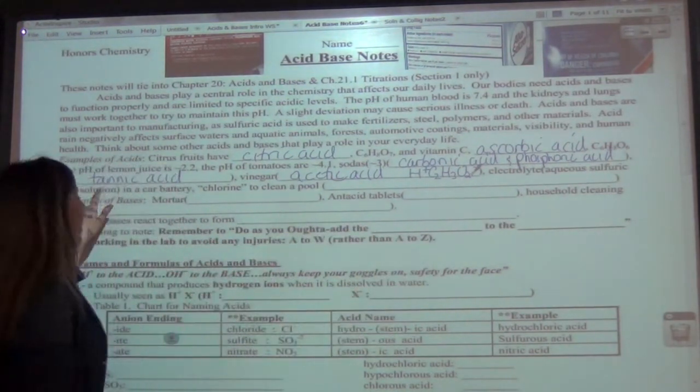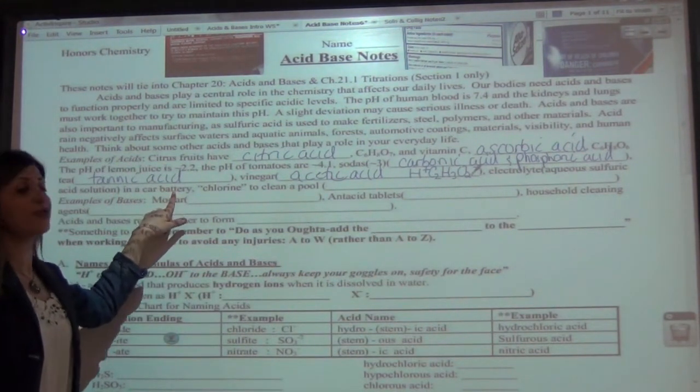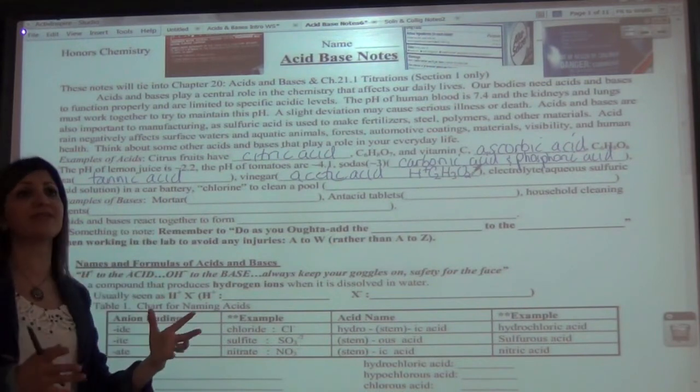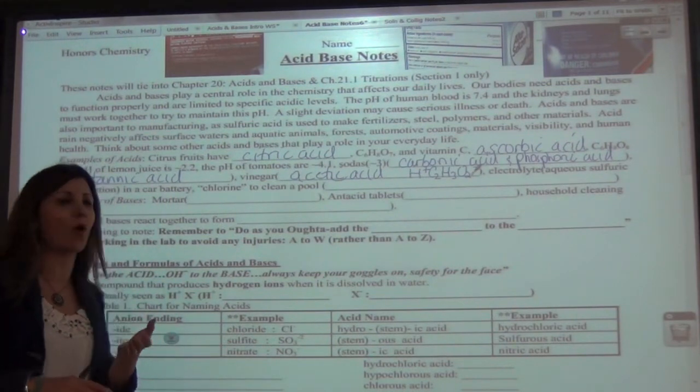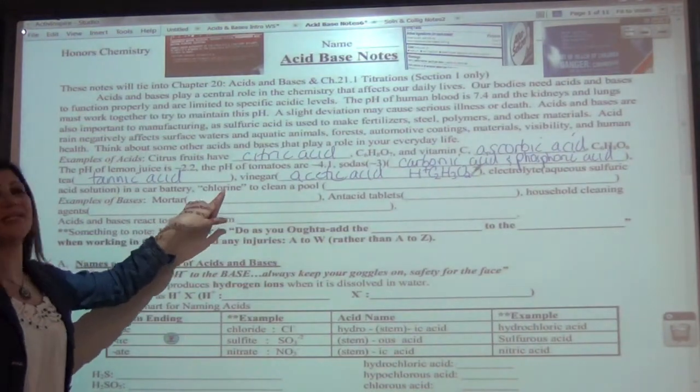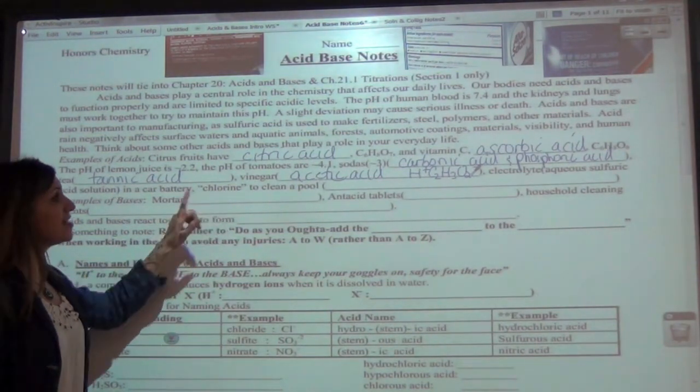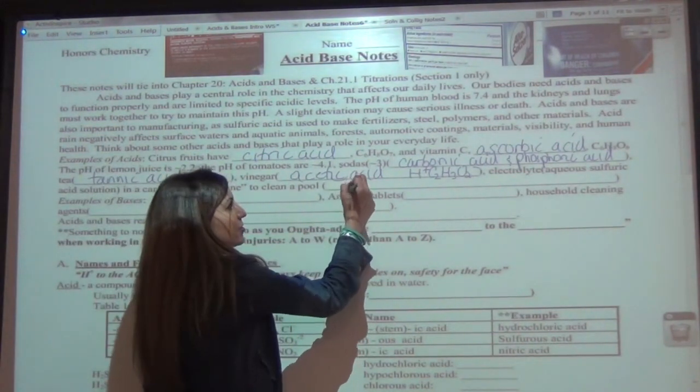Electrolyte aqueous sulfuric acid solution, that's in car batteries. So they have sulfuric acid in batteries, like the car batteries or the jet ski batteries and the boat batteries and stuff like that. Chlorine to clean a pool. This is actually called, anybody know, it starts with an M?